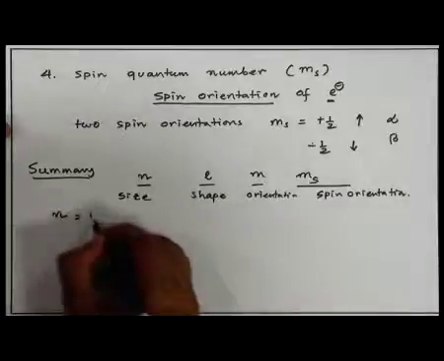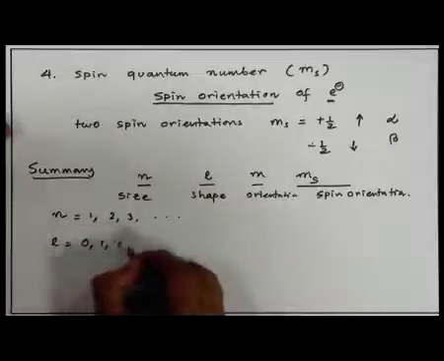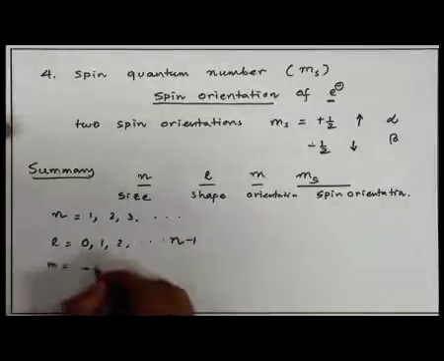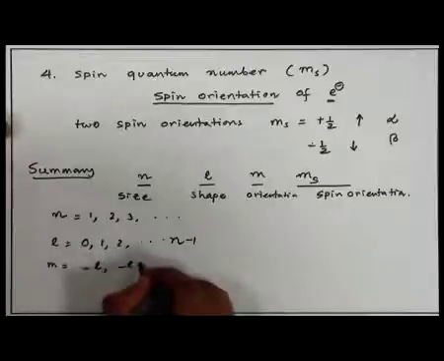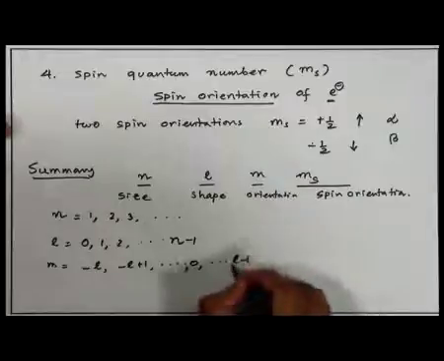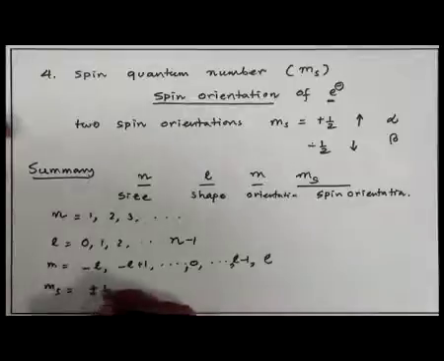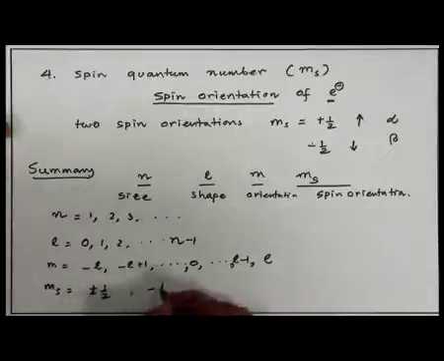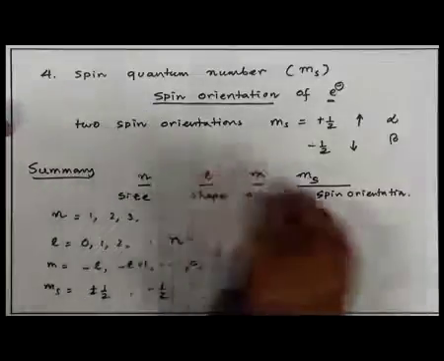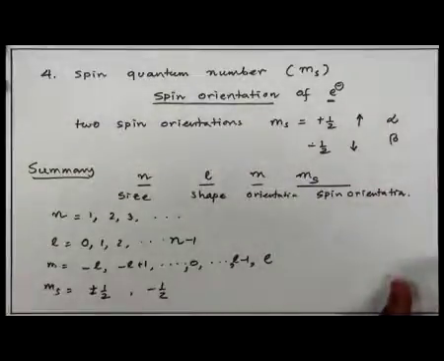n can be 1, 2, 3, and so on. l can go from 0, 1, 2 till n minus 1. m can have values from minus l to plus l, that is minus l, plus 1, 0, l minus 1, l, and ms can have plus half or minus half. These are the quantum numbers that are used to uniquely identify an orbital or to uniquely identify an electron.